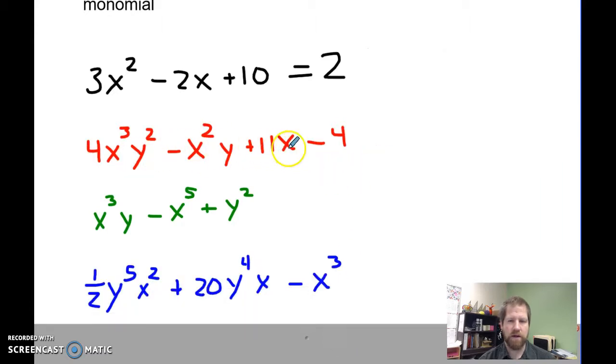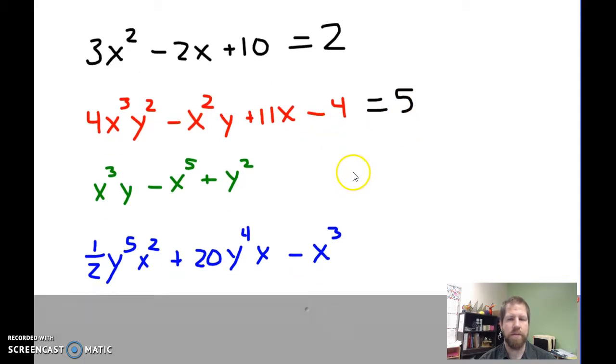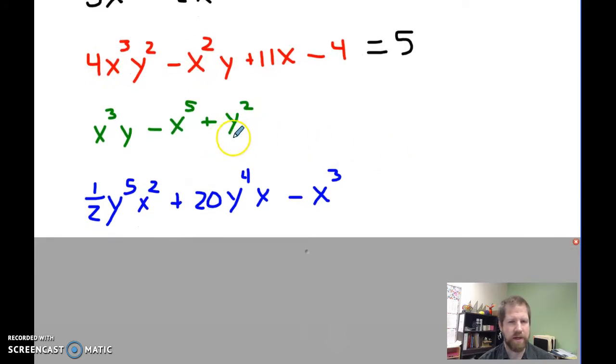Okay, so now if I go through and count this one up, I have a 0-degree monomial, a 1-degree monomial, a 3-degree monomial, okay, and then I have a 5-degree monomial. So I have a monomial that's a 5th degree, and that's my largest, so my polynomial is a 5-degree polynomial. Okay, it's also a 4-term polynomial, but we'll look at that later.